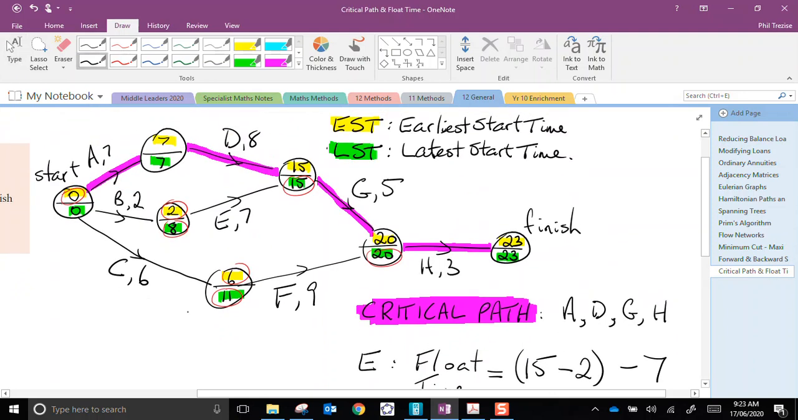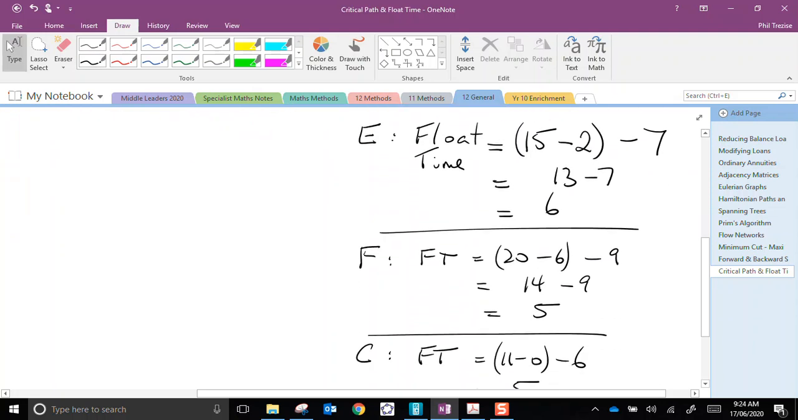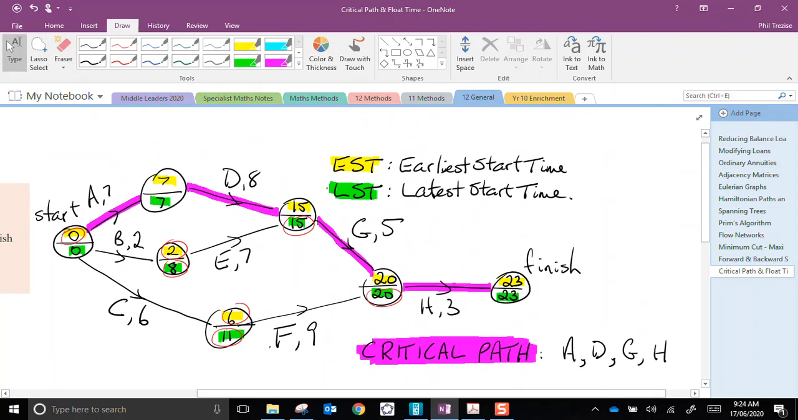The same sort of thing applies with C and F. They couldn't both get maximum float time. So these float times that we're talking about are for individual jobs. But if you wanted to then allocate that, you'd have to be more careful with the way you worked out through the network.